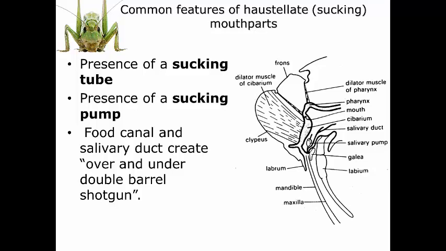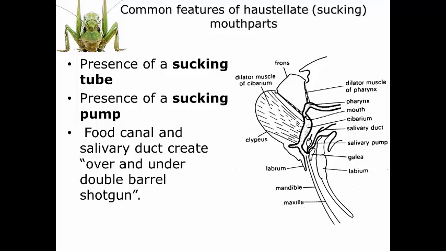Many insects with sucking mouthparts also have a salivary pump. They use this for injecting saliva into the preoral cavity. In these cases, the food canal and the salivary duct can create this over and under double barrel shotgun type of look. So you'll see a salivary canal, which can allow for salivary juices to go out, and on top of that or underneath that, you'll see another tube, which is the actual food canal. So they work in concert like that. You've got the over and under double barrel shotgun look for the salivary tube and for the feeding tube.